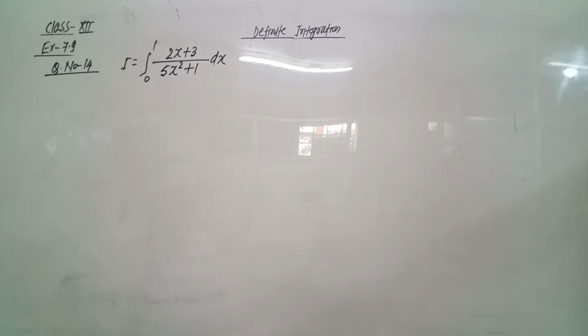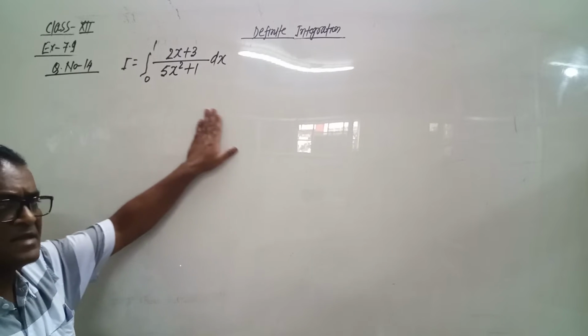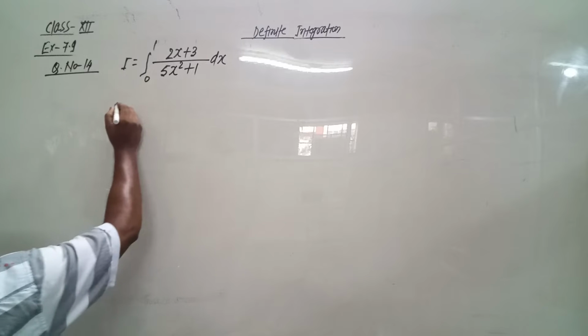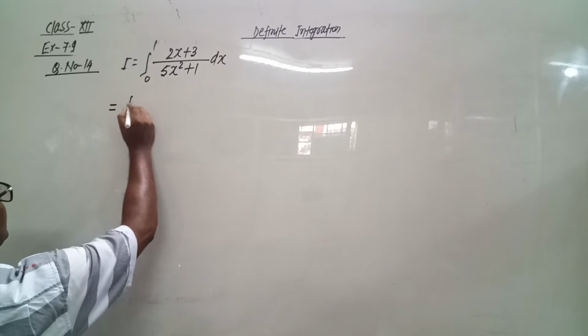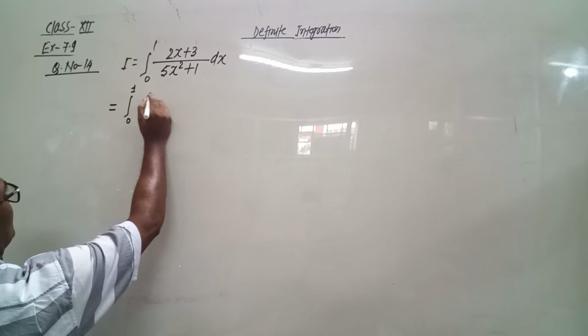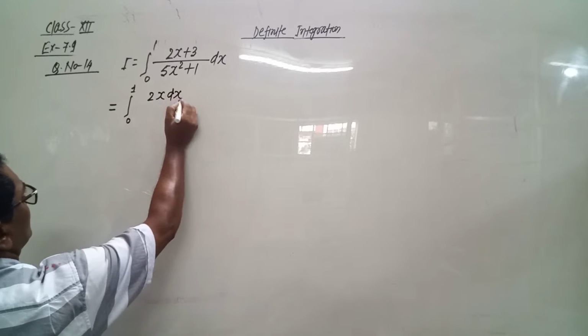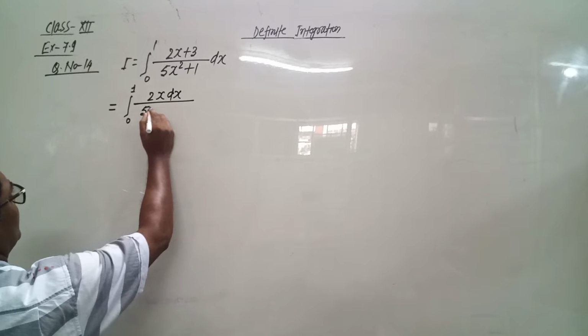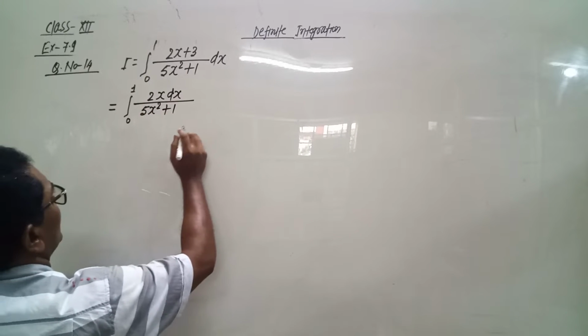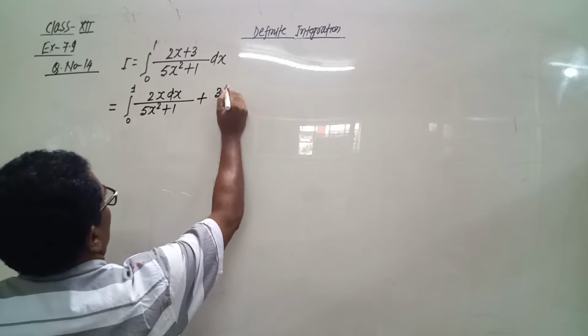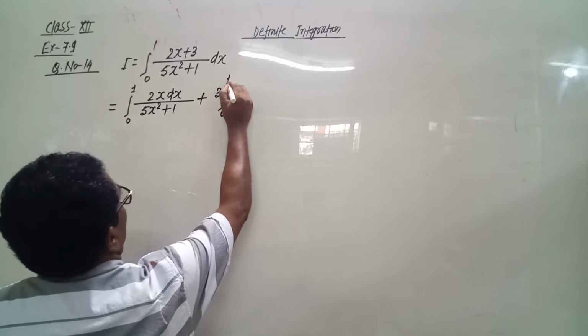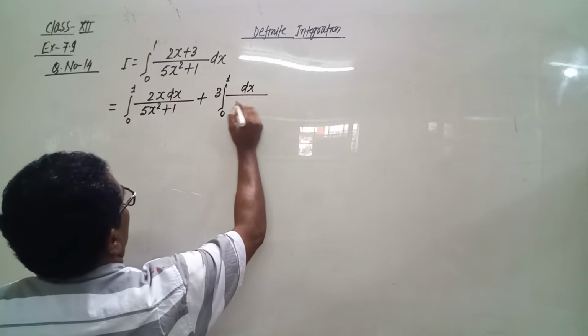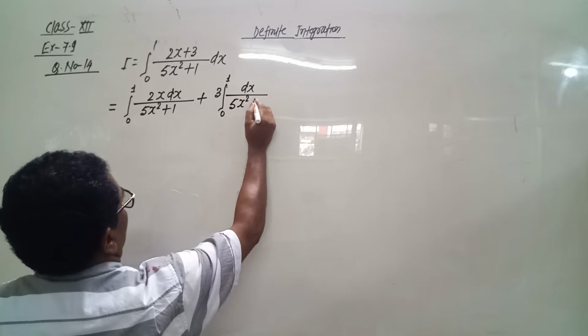We proceed to exercise 7.9 and question number 14. We have to integrate. So firstly, we separate both the terms. So it would be written as integration 0 to 1 of 2x dx upon 5x square plus 1, plus 3 taken outside, integration 0 to 1 of dx upon 5x square plus 1.